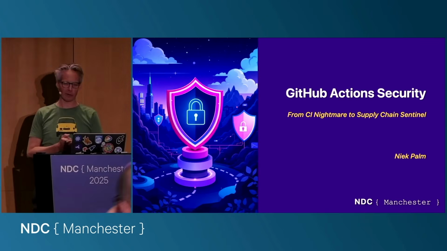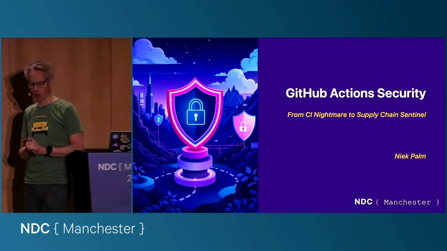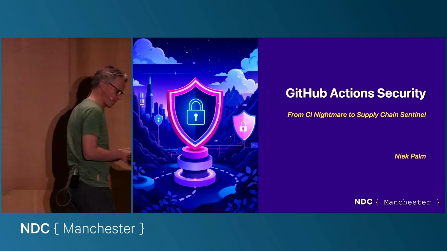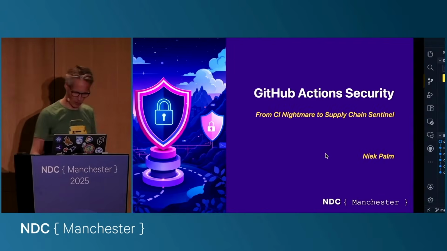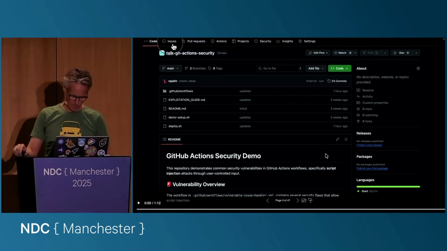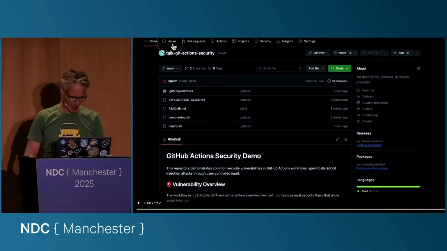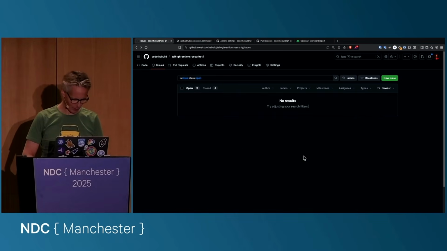But let's talk about GitHub Actions security and how we can make our pipelines a secure place. So let's start with attacking the pipeline, because I think it's good to see what can go wrong.